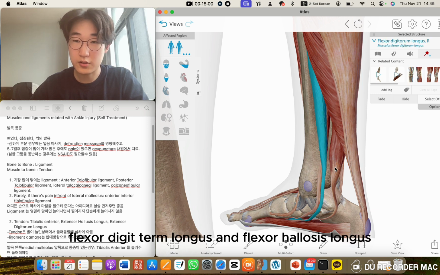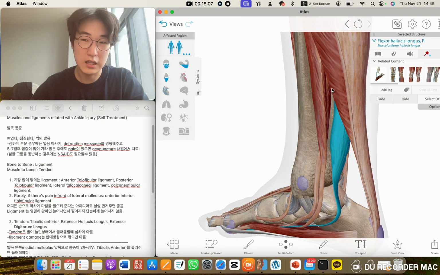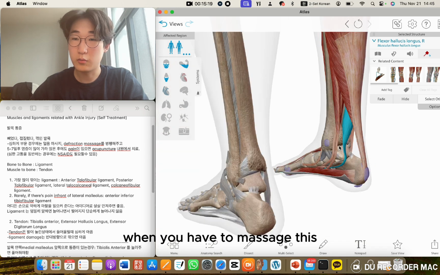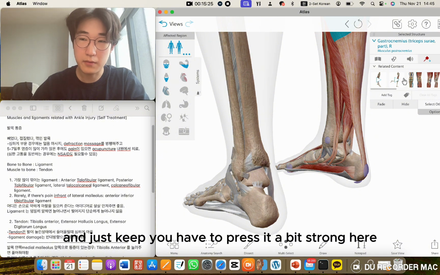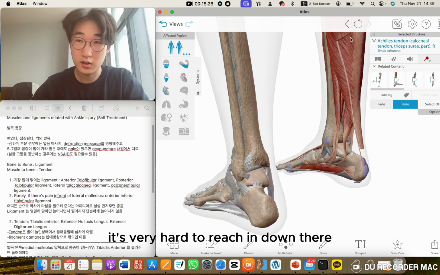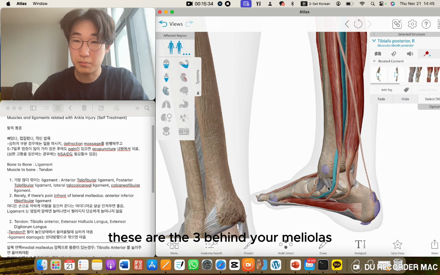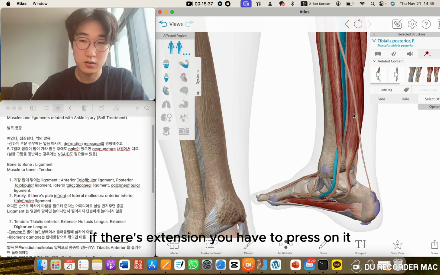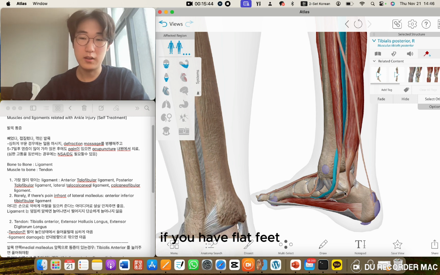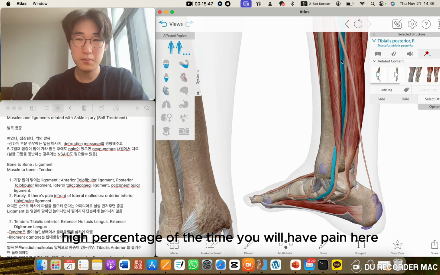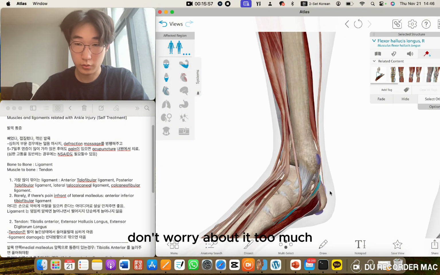flexor digitorum longus, and flexor hallucis longus, it is recommended to use acupuncture because it can go into the deep level of your muscles. When you have to massage these, it's better to go through the gastrocnemius or soleus muscle and press a bit strong here. It's very hard to reach down there. So yeah, these are the three. Behind your malleolus, if there's extension, you have to press on it. Even if you don't have any sprain or didn't step the wrong way, if you have flat feet, a high percentage of the time you will have pain if you press here, which is pretty common. So don't worry about it too much.